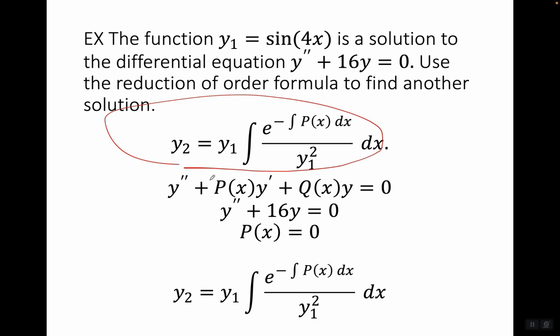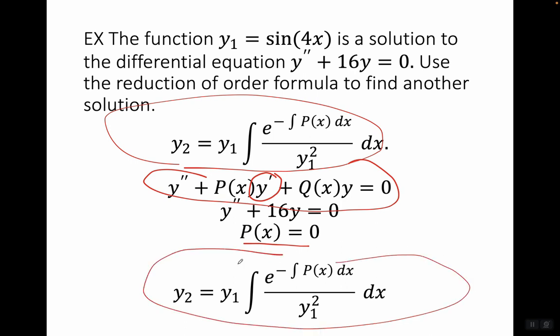In this case, we get p of x from the general form of the second order differential equation. When we look at our differential equation, we see that there's a y double prime and a y, but there's no y prime. That means that the coefficient of y prime, namely p of x, is 0. So let's plug everything we know into this formula. y1 is going to be our solution to the differential equation. p of x is this coefficient of y prime, which in this case is 0.